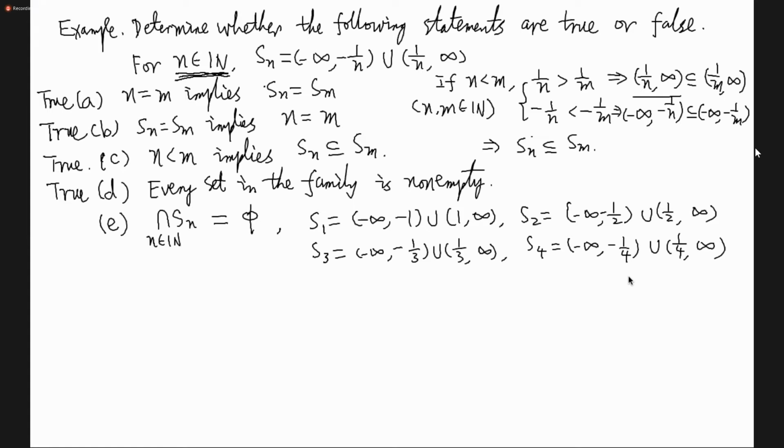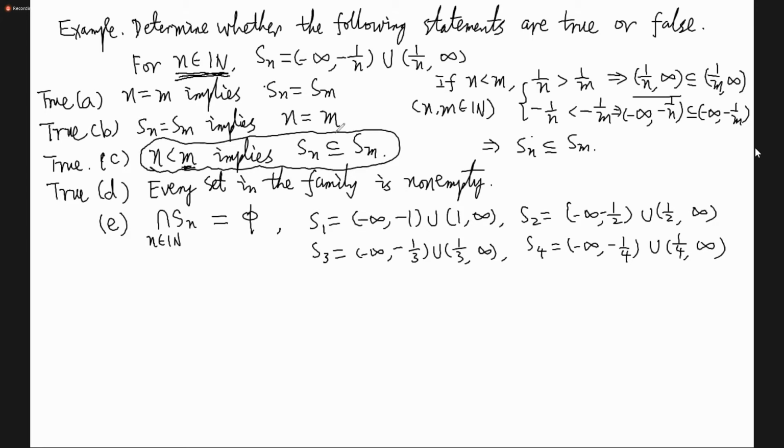So what is their intersection? S1. Great, great. Yeah, that's the answer. Actually, their intersection is not empty. Their intersection is just S1. Actually, if you observe carefully the statement of C, the statement of C tells us if M is greater than N, then Sm is a subset of Sn.